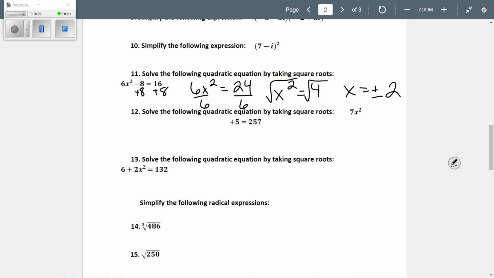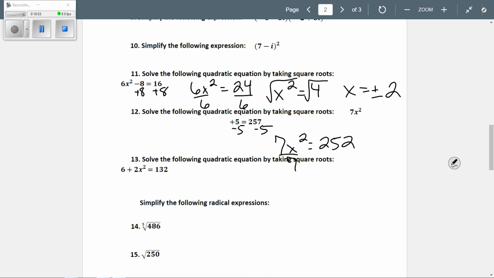Okay, that one was really easy. All we did was we moved 8 over, then we divided by 6, then we square rooted both sides. This should be a breeze. The second one, this is 7x squared plus 5 equals 252. So we're going to minus 5, 7x squared equals 252. All right.